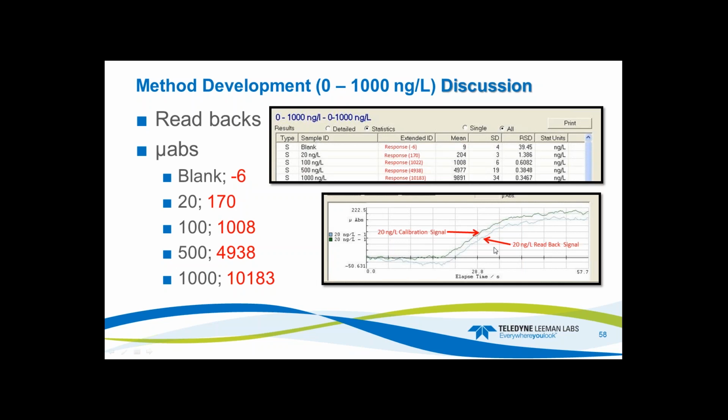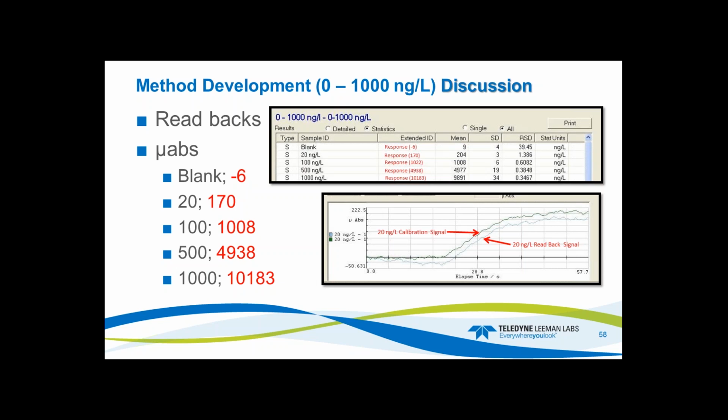So here's the 20 from the readback and the 20 from the calibration. The signals are the same shape, so that's very similar. The 100 is 108 calibration. The readback was 102, and the calibration was 108. I have a typo there, sorry. Readback is 4938 for the 500. Calibration was 4977. Nice steady signal, reproducible results. That tells me the system's working very well.